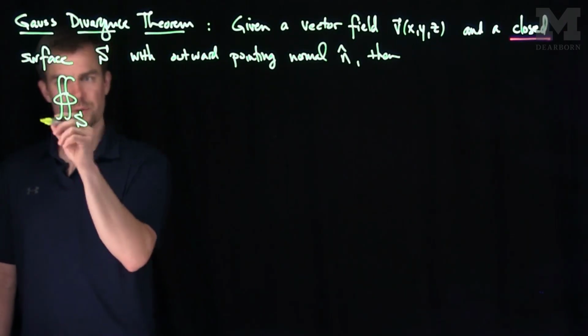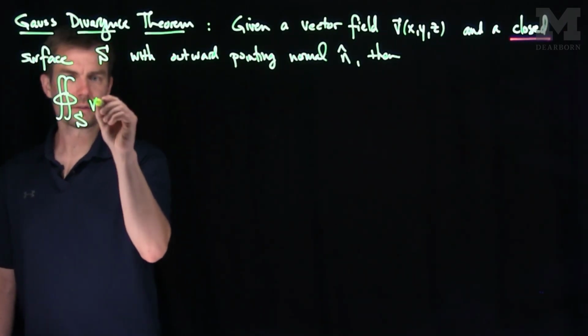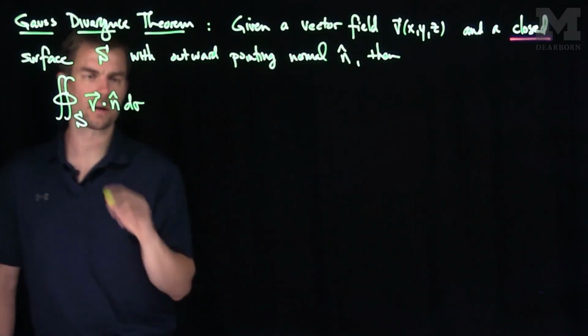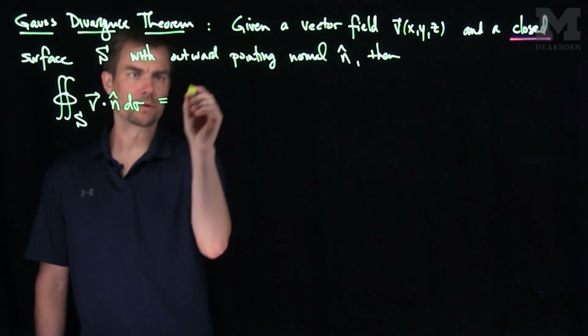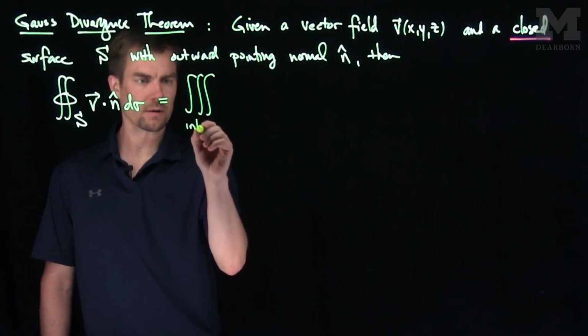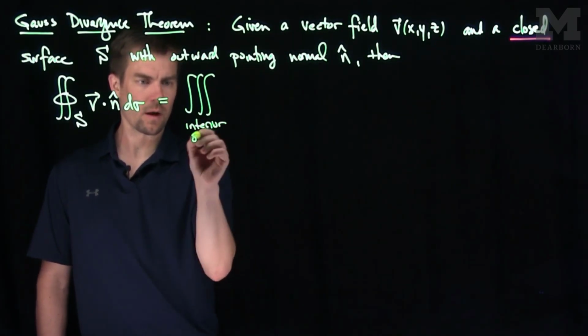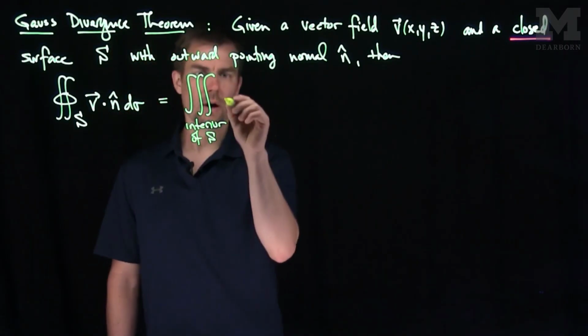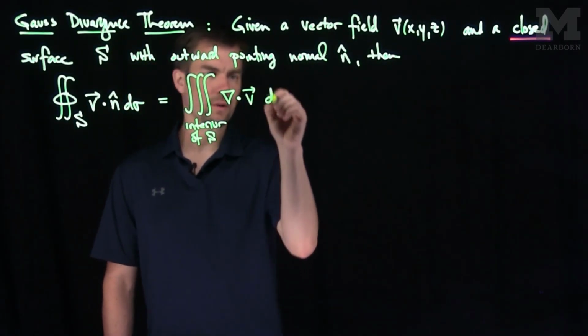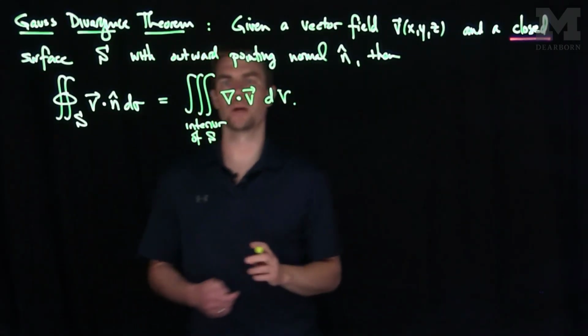Then, if we look at the surface integral over the closed surface, our circle one's closed, of the vector field V dot n hat d sigma, where that's your surface area measure, is equal to the triple integral over the interior of the surface of the divergence of the vector field with respect to the volume measure.